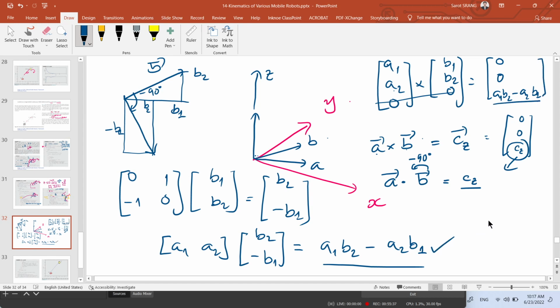So first rotate B by minus 90 degrees, and then take the dot product with A. In some sense, this operation is cheaper, with fewer operations. If you use the cross product in three dimensions, the operation count can be larger. So instead, this algorithm uses a different way of computing cross products.